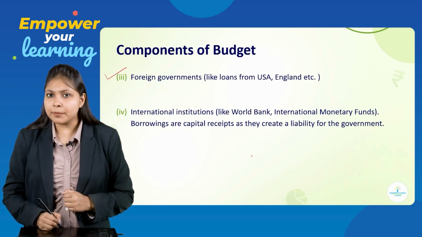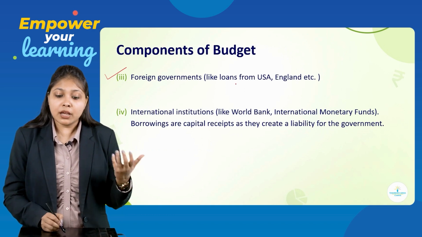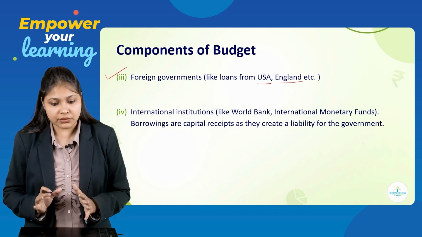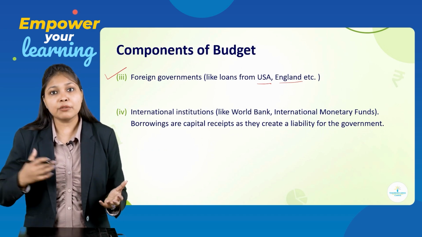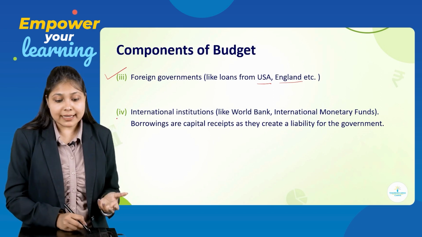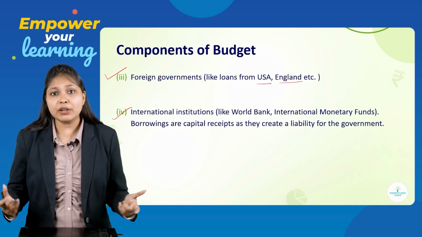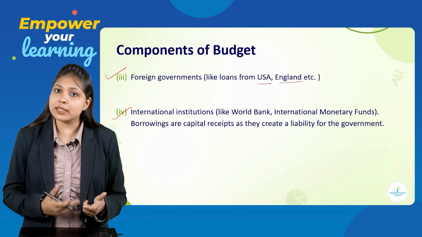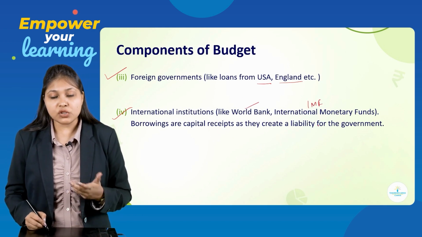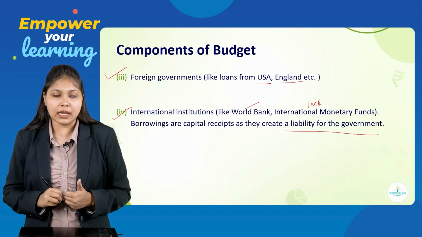Next is foreign governments. So, the Indian government can borrow loans or borrow money from USA, England, Russia, Japan or any other foreign country. So, taking loans from foreign governments is also one of the major sources of capital receipt. Next is international institutions. The government can borrow loans from several international associations or institutions like the World Bank, IMF, that is the International Monetary Fund. Borrowings are capital receipts as they create a liability for the government.